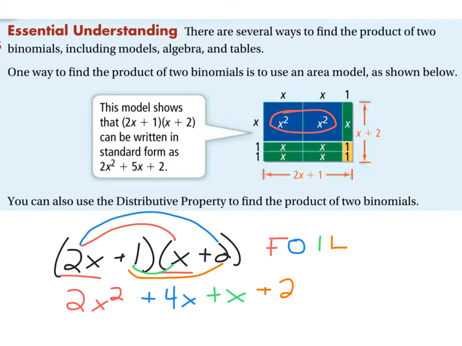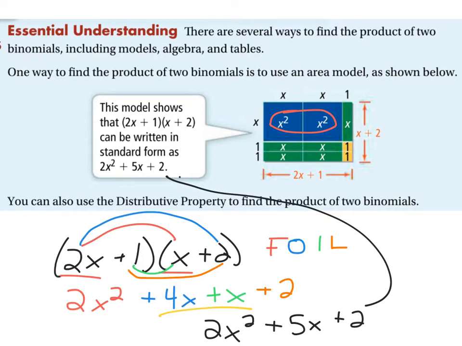And you'll be able to group some of these together. These right here are both x terms, and you can group them together. And what you get as a result is 2x squared, 4x and x becomes 5x, plus that 2 at the end. And that is what you see them writing right there.